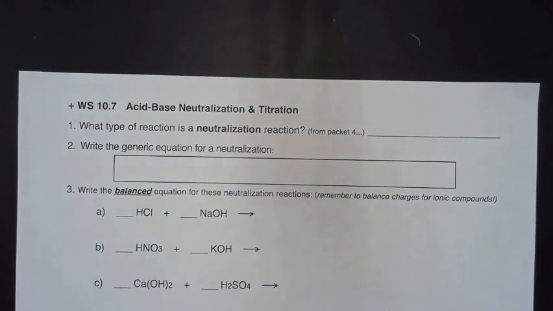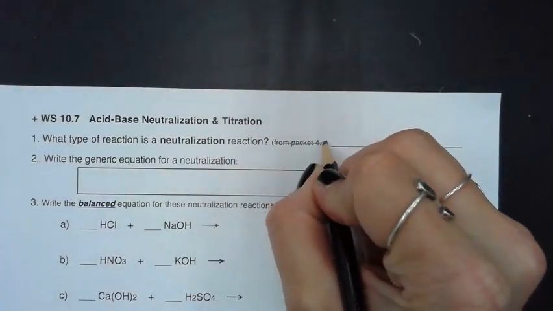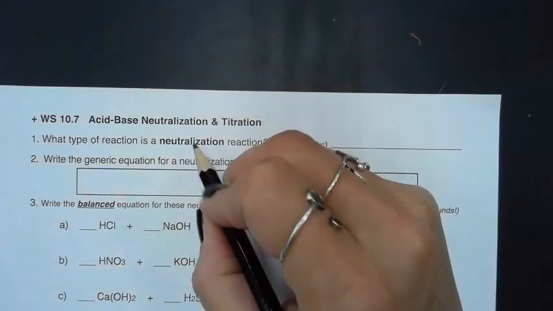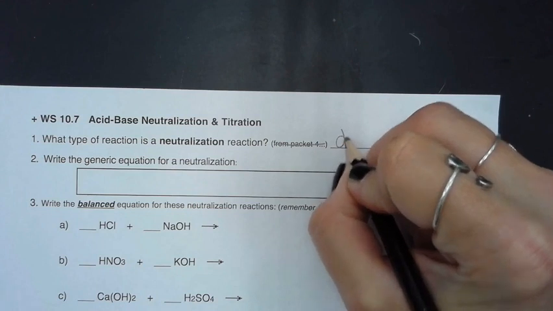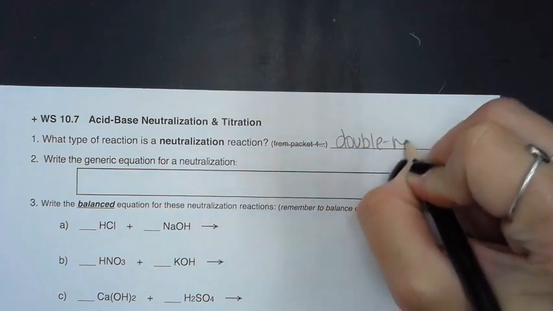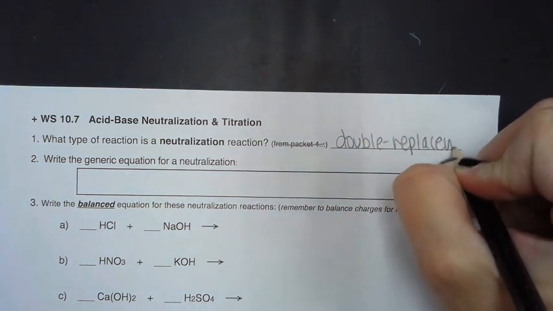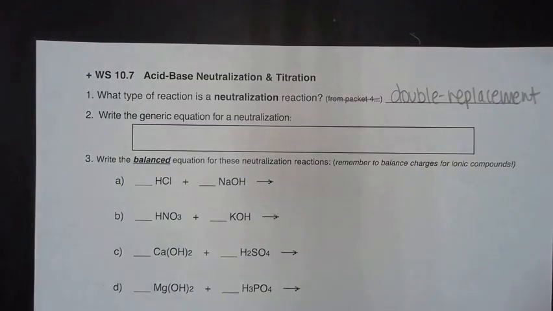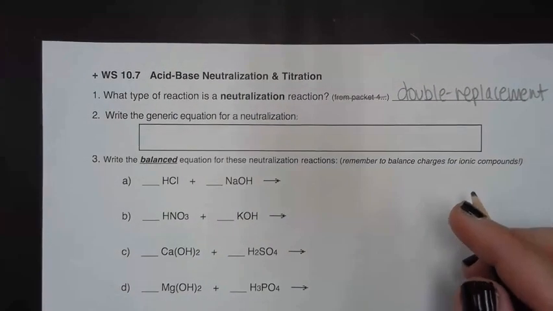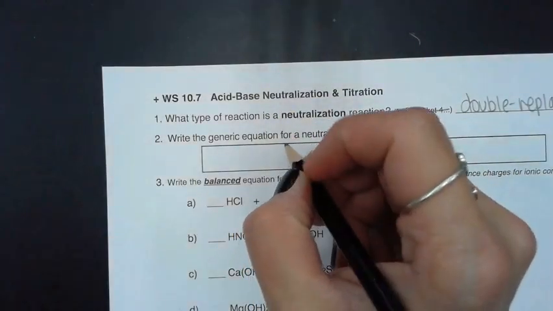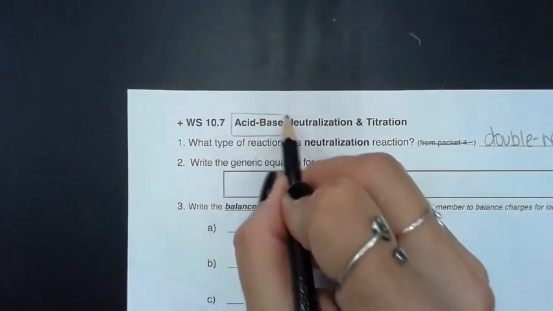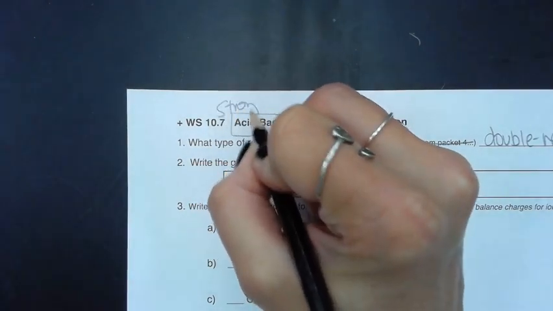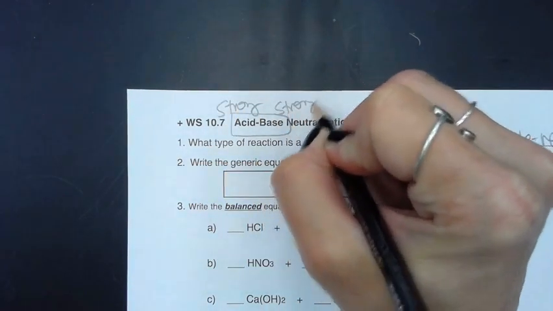What type of reaction is a neutralization reaction? A neutralization reaction ends up being a double replacement reaction. We're going to have two compounds and they replace. The generic equation for a neutralization reaction, we're looking at acids and bases, but we're only going to look at strong acids with strong bases.